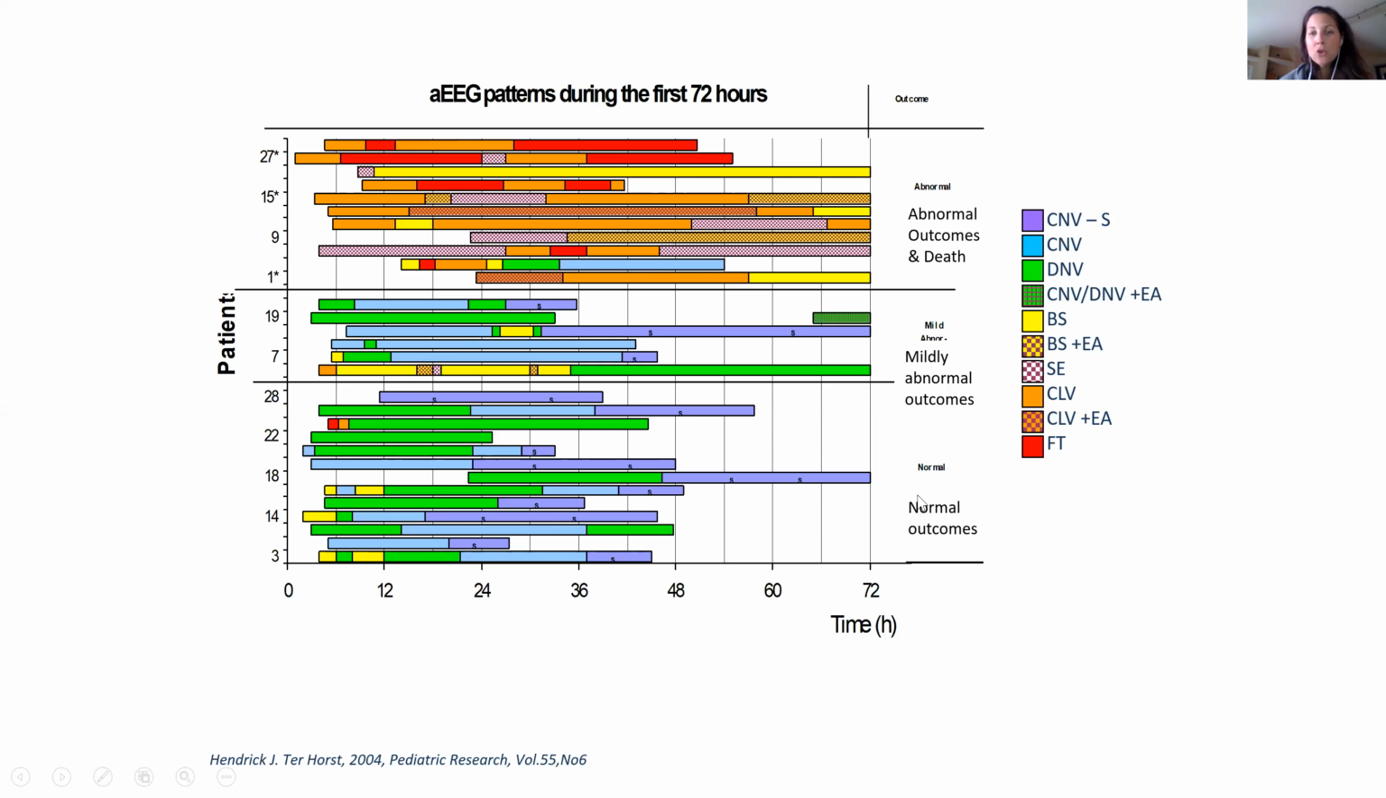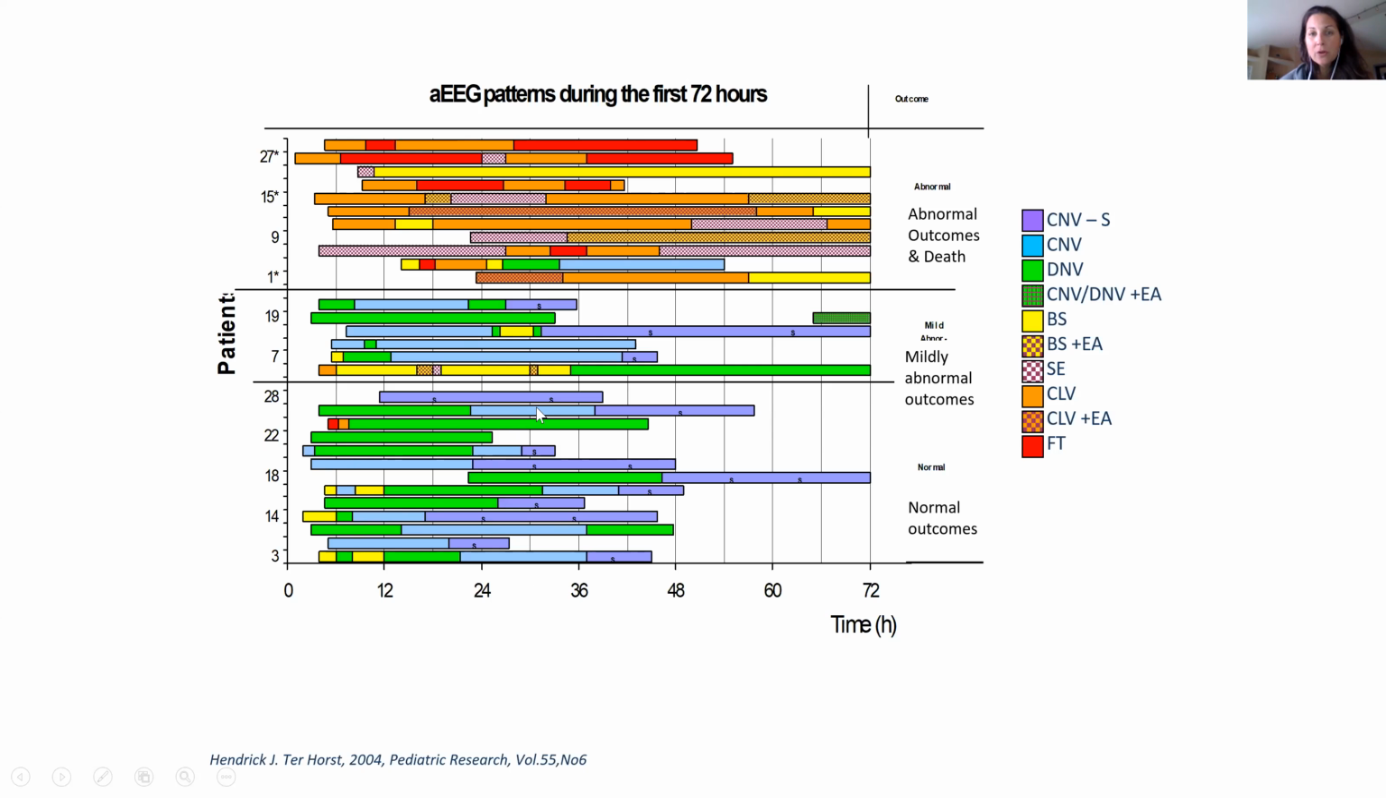So let's look at the normal babies, here at the bottom. Even if they started out in burst suppression, this is the actual patient number, and this is the time, 0 to 72 hours. Look how quickly they flipped over to the blues and the greens. Something good. Even this one, a flat trace at 6 hours, quickly moved to low voltage and then switched over to discontinuous.